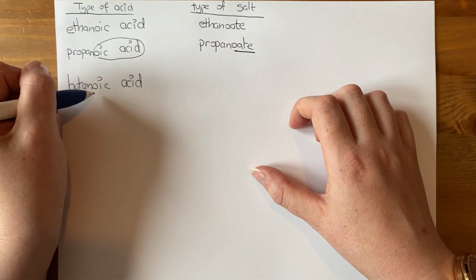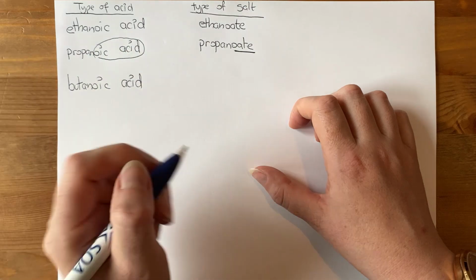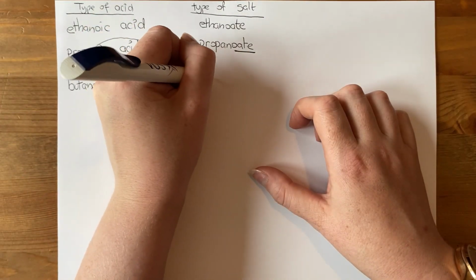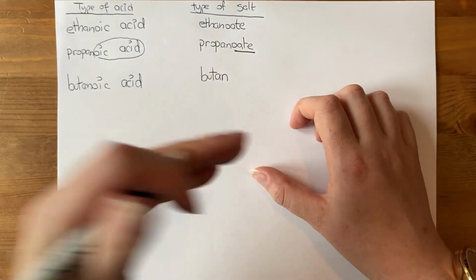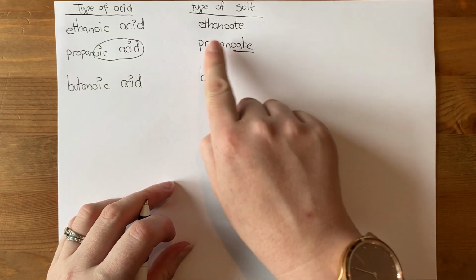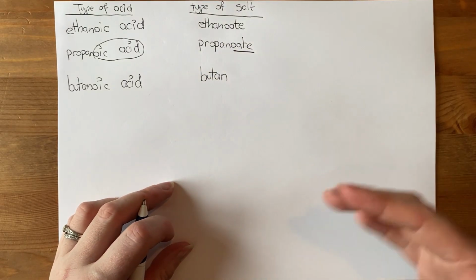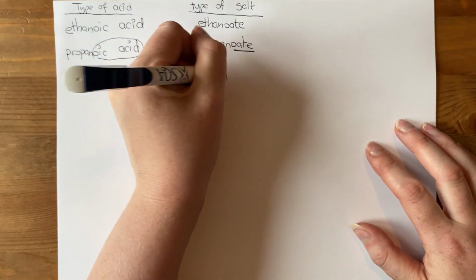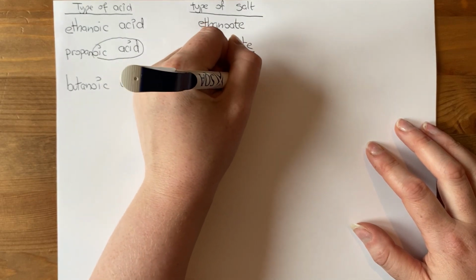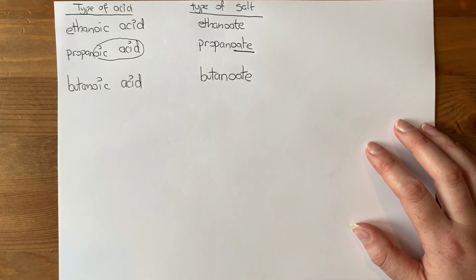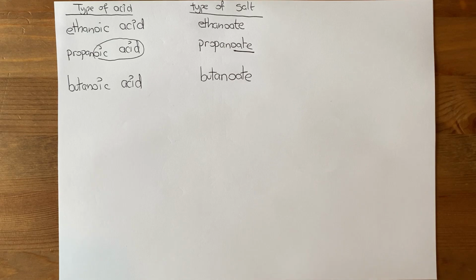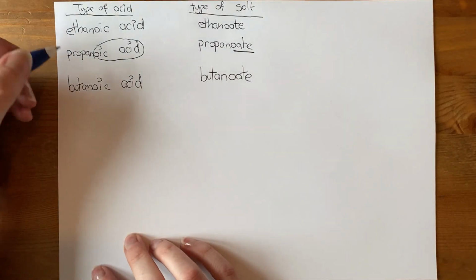I'm going to use butanoic acid. I'm going to take off the oic acid part. So that becomes butan. We always take it back to this. This is my parent alkane without the E. We always bring it back to that. But that becomes butanoate. And then we just have to apply this to our word equations that we should already know from Unit 1.